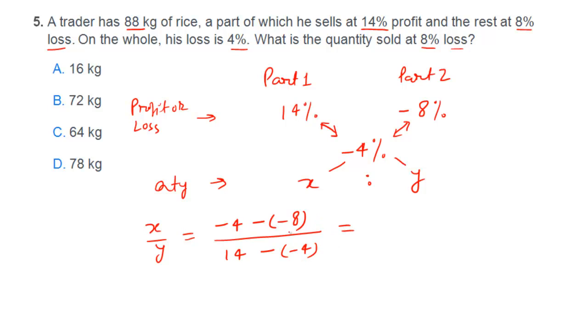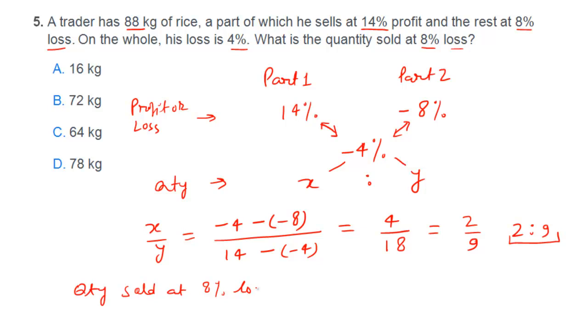Okay, so this will be 8 minus 4, that is 4, divided by 14 plus 4, which is 18, or 2 by 9. Okay, so he should mix in the ratio 2 by 9, or I can write 2 is to 9. So this is the ratio, and the question is what is the quantity sold at 8% loss, that means part 2. Okay, so quantity sold at 8% loss, that will correspond to 9. So 9 out of 11 multiplied by the whole part, which is 88.